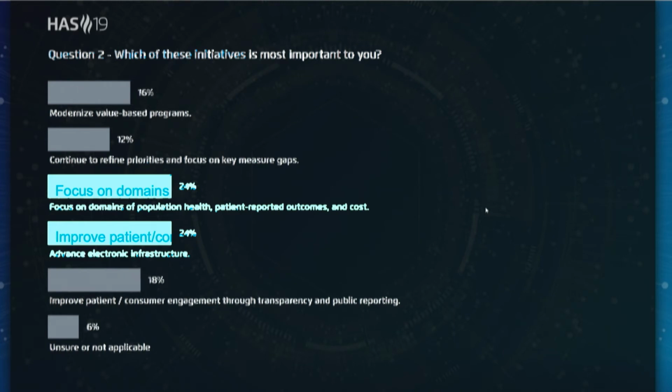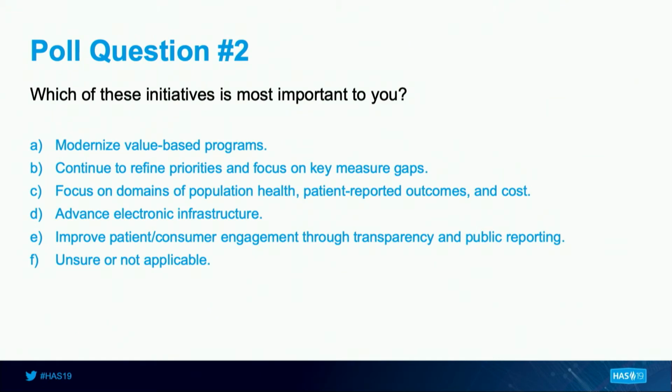All right, well, I must say you guys did surprise me. I thought it was going to be overwhelmingly advanced electronic infrastructure, so it's exciting to see that there's a little bit more of a curve there than I anticipated.